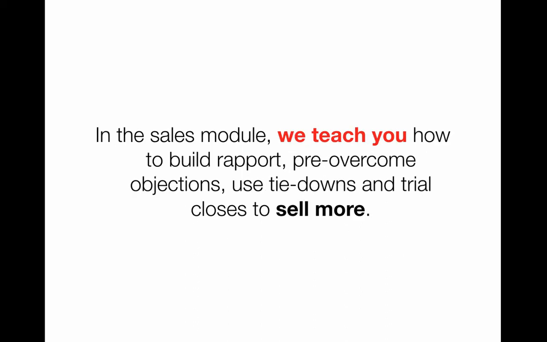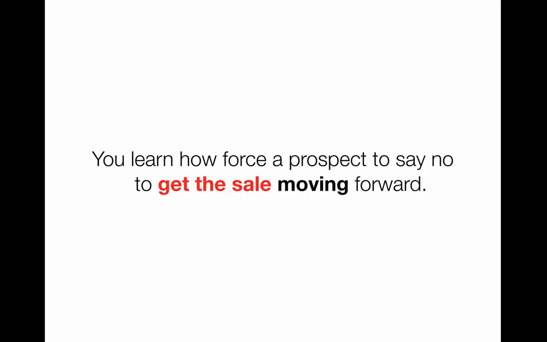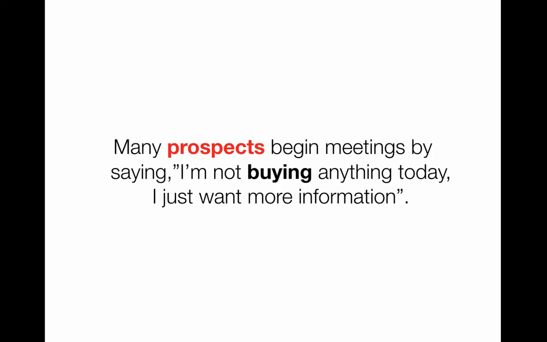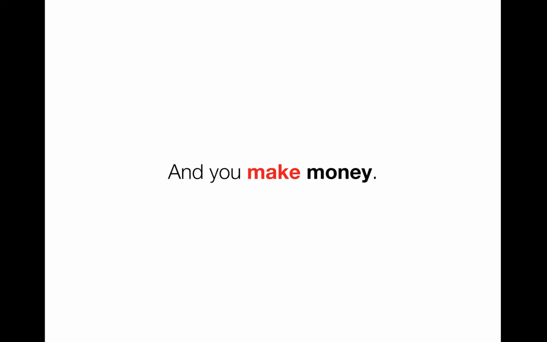In the sales modules, we teach you how to build rapport, pre-overcome objections, and use tie downs and trial closes to sell more. And you'll learn the 5 objections in every sale you need to overcome before closing. You'll learn how and when to force a prospect to say no to get a sale moving forward. And you'll learn that getting a no can be a good thing. Many prospects begin meetings by saying, "I'm not buying anything today, I just want more information." And then you sell them and they make a purchase. And you make money.